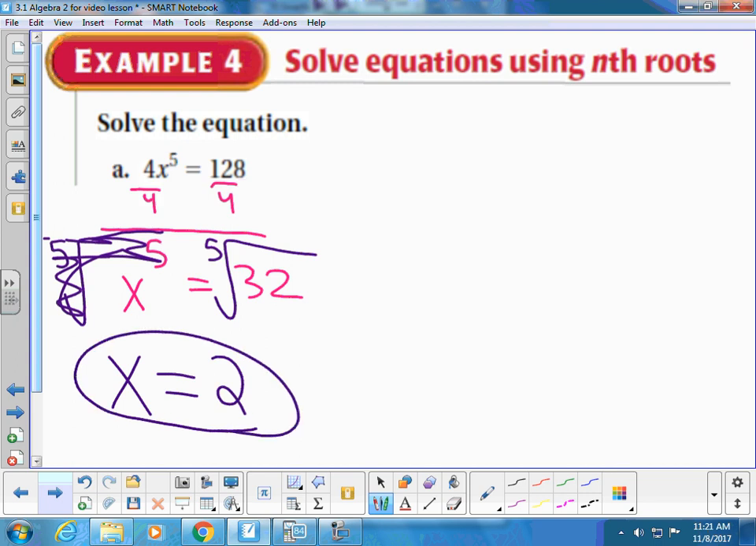And just a reminder, if you want to check your answer, you can go back to your original equation and put it in for x. 4 times 2 to the fifth. Just type it right in, you'll get 128. It's a great way to check.